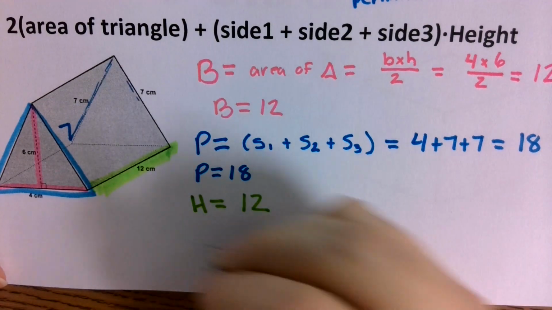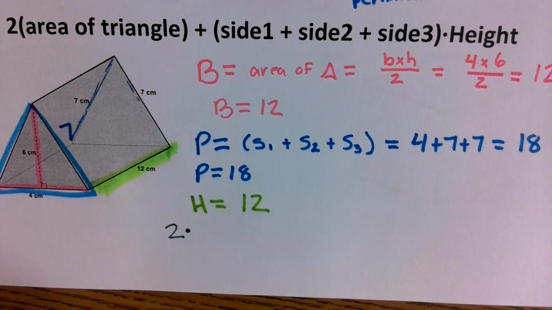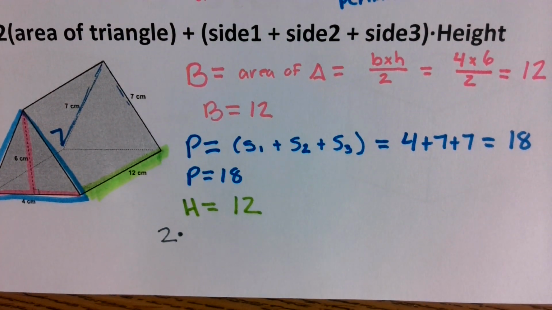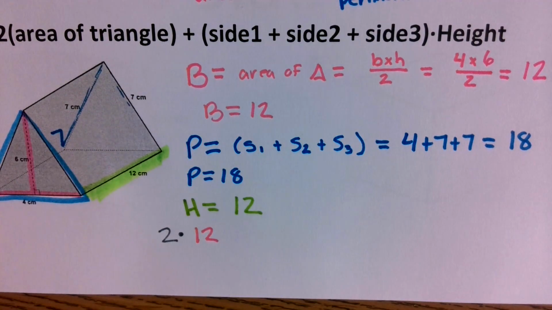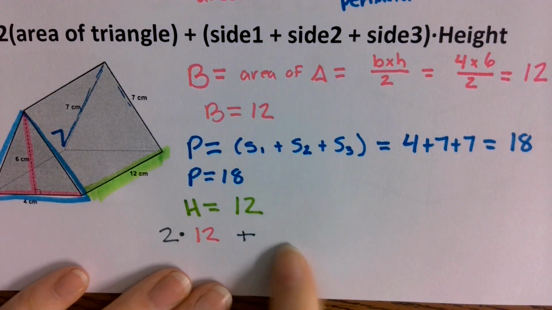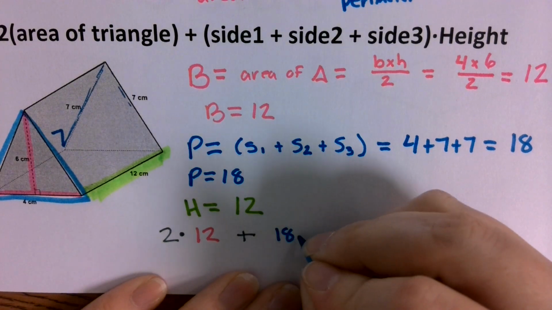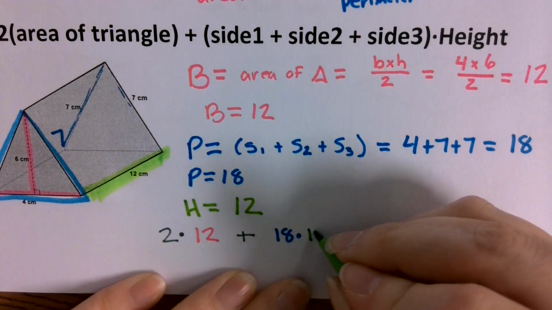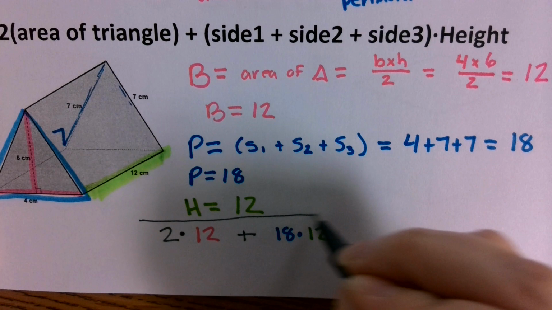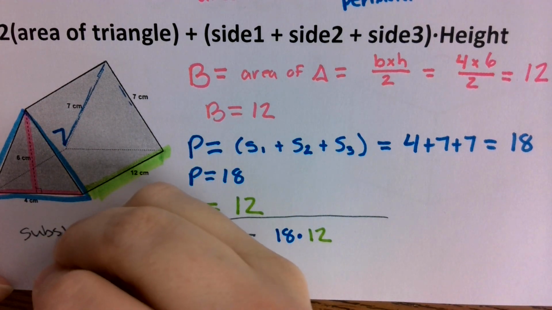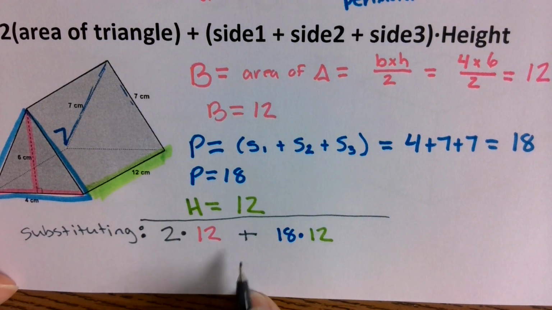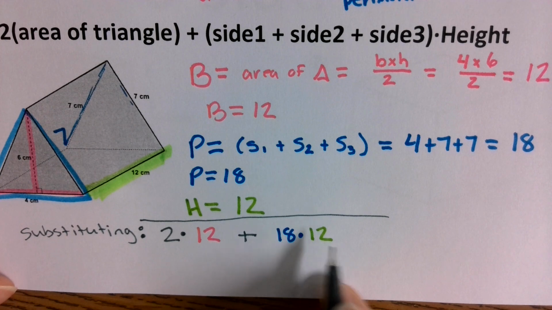We can do 2 times big B, right? 2 times big B, so I'm going to do 2 times 12. I'm going to add it with the value for my perimeter, which was 18, times the value of my height, which was 12. Okay, so all I'm doing now is just substituting into my formula. 2 times big B plus P times H.